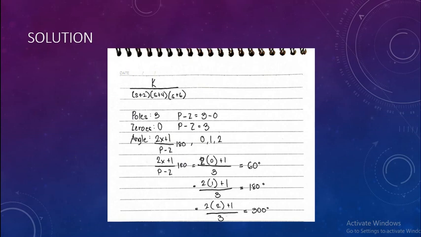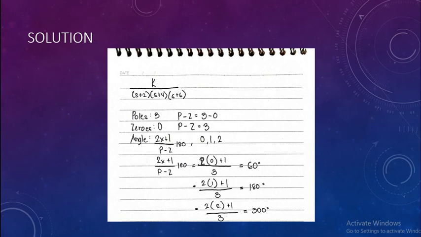On our function, G(s) = K over (s + 2)(s + 4)(s + 6). As you can see, we have 3 poles here and 0 zeros. And we're going to use the angle formula, which is (2x + 1)/(p − z) times 180. We're going to use 0, 1, and 2 as the values of x. Now we substitute those values. First is 0. So (2 times 0 + 1)/3 times 180 is equal to 60 degrees.